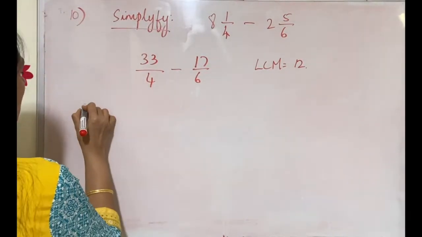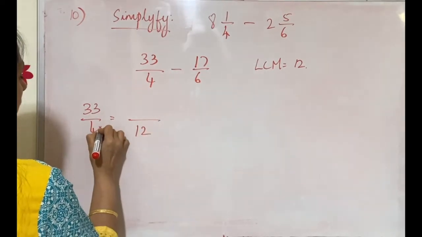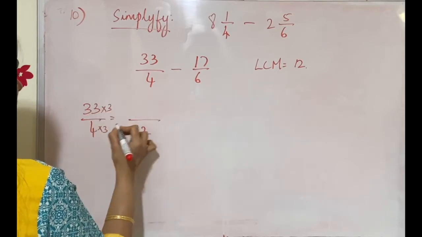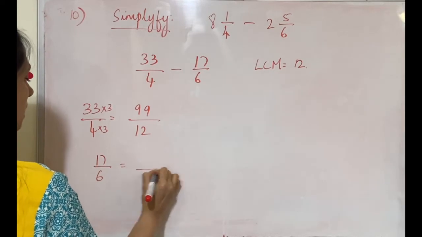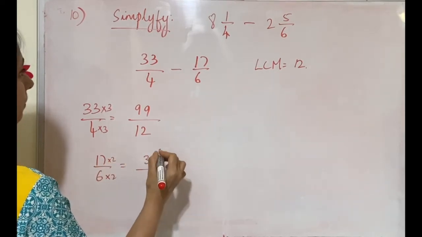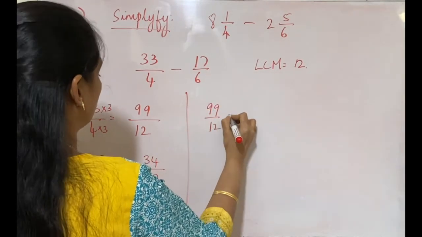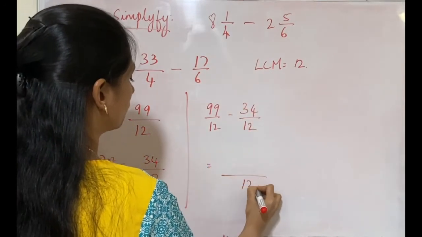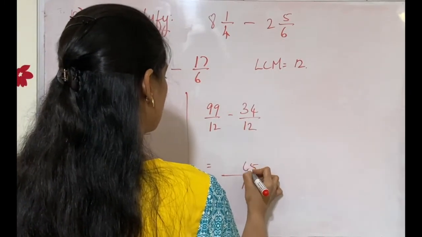LCM will be 12. So 33 by 4, you have to convert it into another fraction with denominator 12. This becomes into 3. Here also you should do the same thing. 99 by 12. 17 by 6, into 2. Here also into 2. 34. Okay, so what happens? 99 by 12 minus 34 by 12. That is nothing but by 12. 99 minus 34, this is nothing but 65.